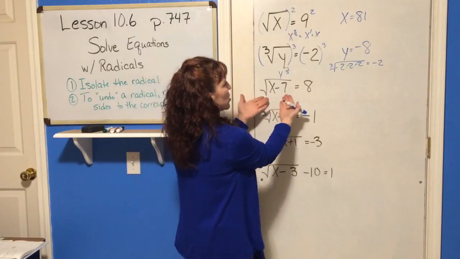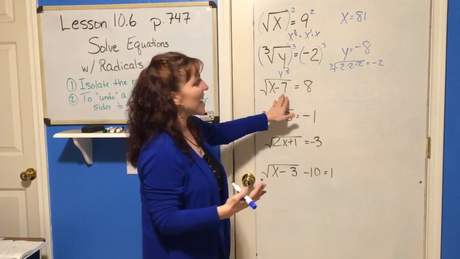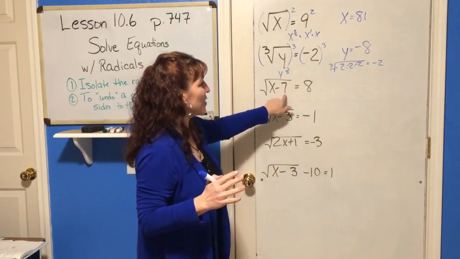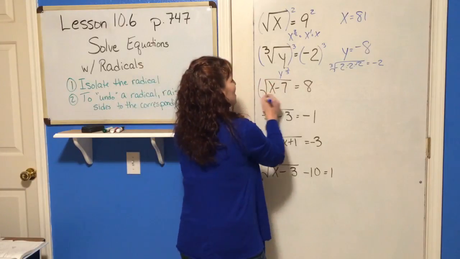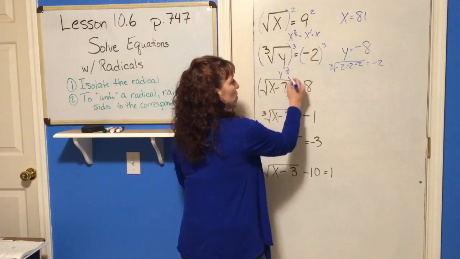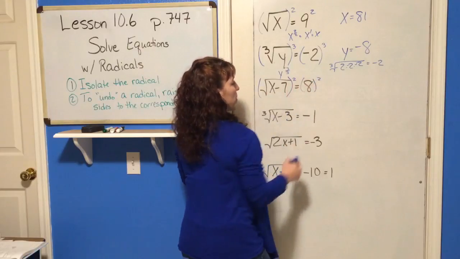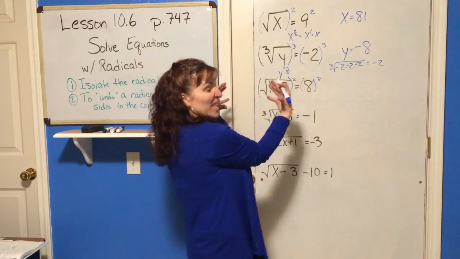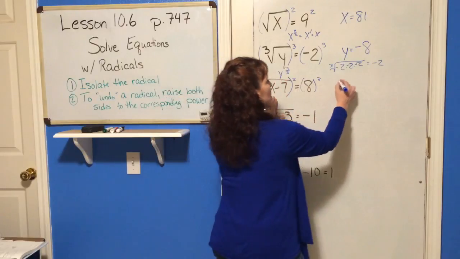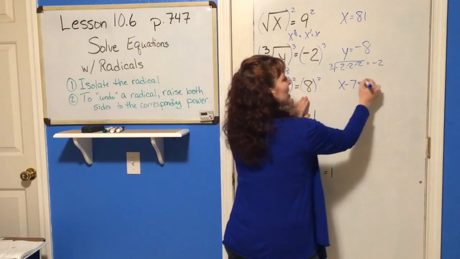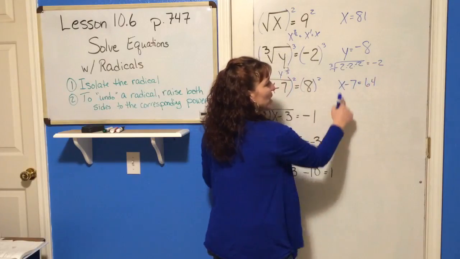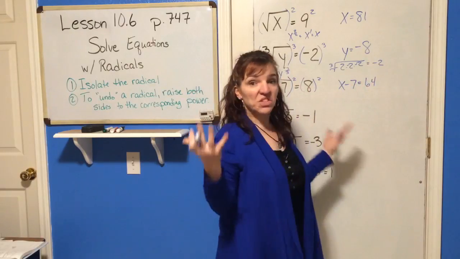Same thing here. If it has more than just one anything, you can't add that 7 first because this isn't 7. This is the square root of x minus 7. So you've got to square that entire radical. And so now when you square the entire radical, what you have is just x minus 7 equal to 8 squared. 8 times 8 is 64.